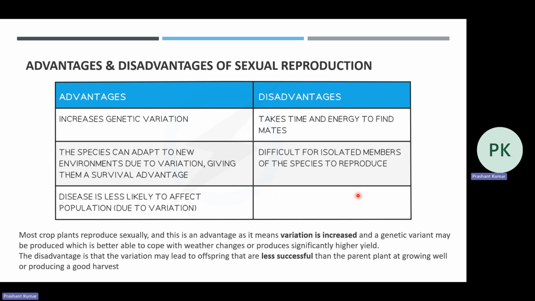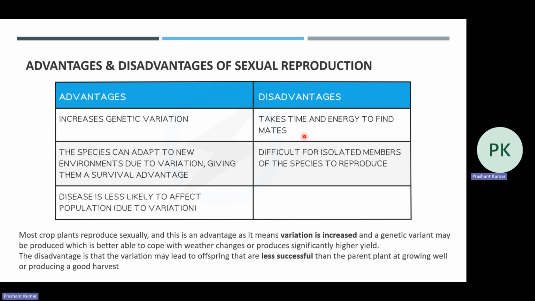Now, when the sexual reproduction method is going on, there will be some benefits and some disadvantages, right? So let's talk about what is the advantage. The advantage is, of course, genetic variation. That's a plus point, and that is why we are able to adjust in different conditions. So the species can adapt to new environmental stress due to variation, giving them a survival advantage. So they can grow faster, they can survive faster, they can adapt in any given conditions. Disease is less likely to affect because of the variation, right?